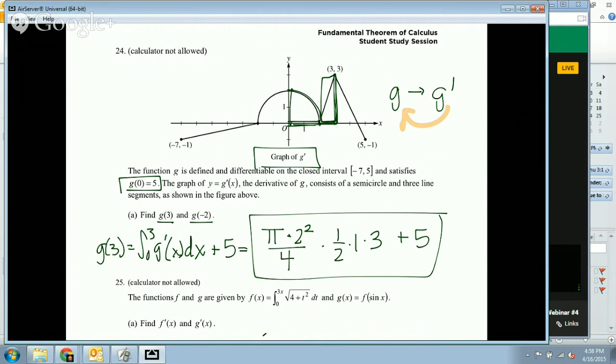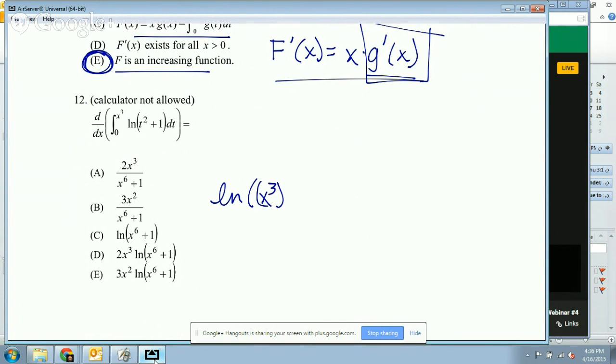If I take a look at G of negative 2, I'm going to need to take a look at this area right here, x cubed squared. I'm plugging it in for t. And then I do need to make sure that I chain by multiplying by 3x squared. So I am going to get answer of letter E.